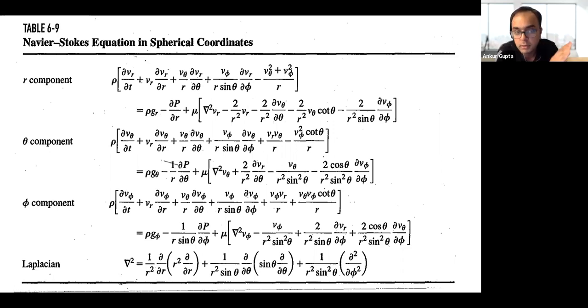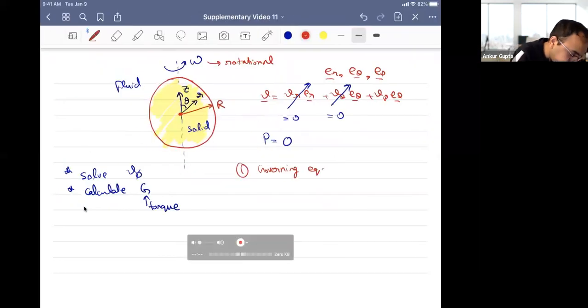I'm not doing that right now, but let's just assume we go directly to the phi component, which is the third component you see. So in the problem, we'll ignore gravity. So ignore gravity.